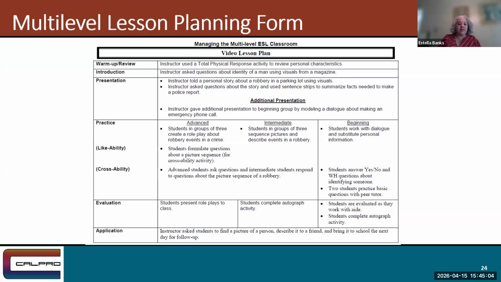I'm looking at my second screen because I can see my presentation much larger over here.